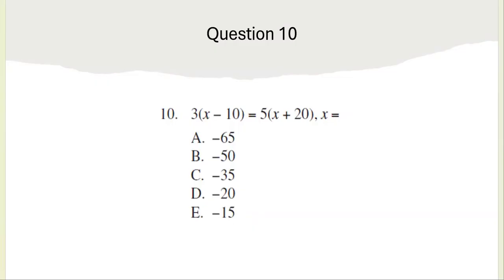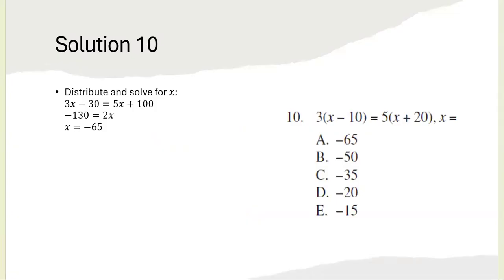All right, what about this one over here? Solve for x. I would just distribute the 3 and the 5 and then start combining like terms and all that. So you should get x is minus 65.